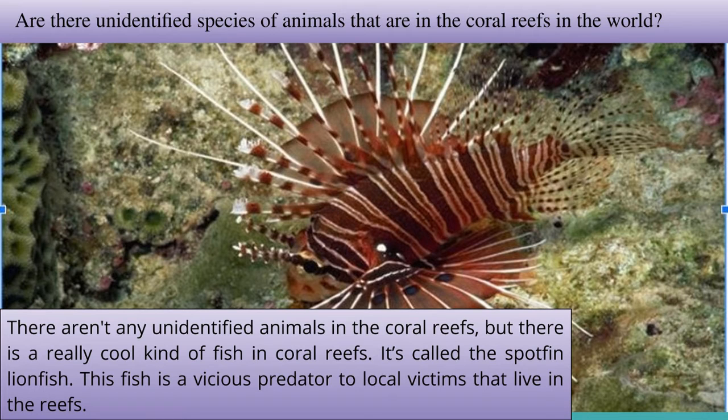Are there unidentified species of animals that are in the coral reefs in the world? There aren't any unidentified animals in the coral reefs, but there is a really cool kind of fish in coral reefs. It's called the spot-fin lionfish. This fish is a vicious predator to local victims that live in the reef.